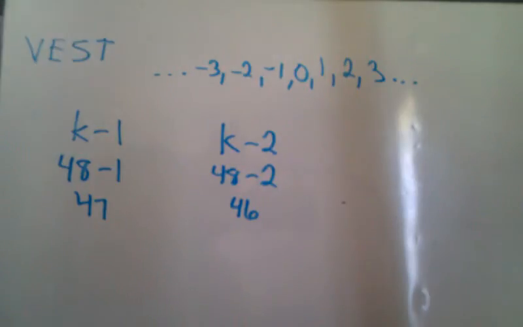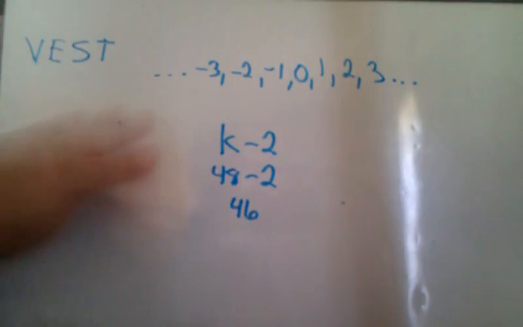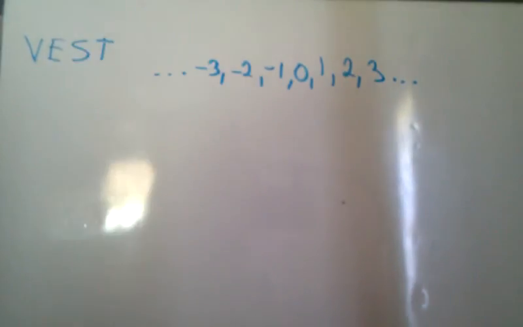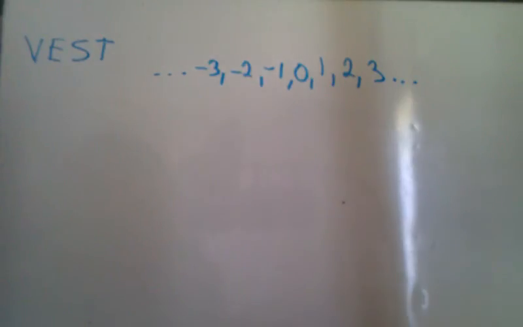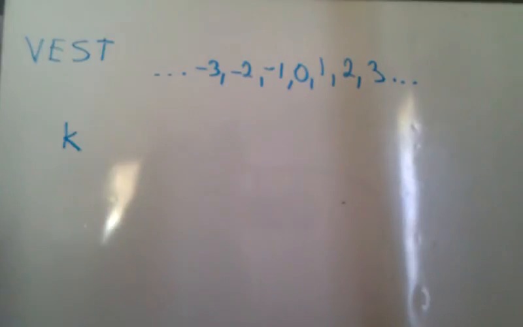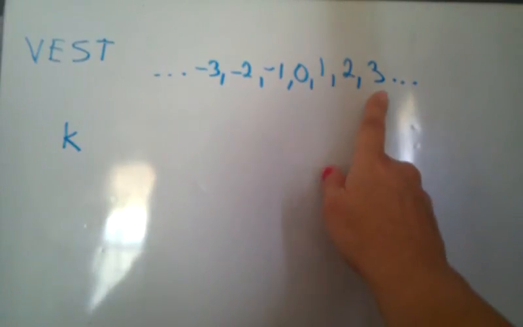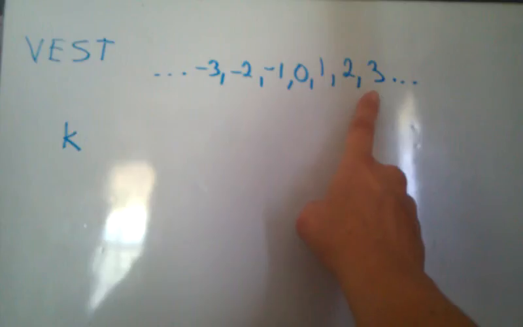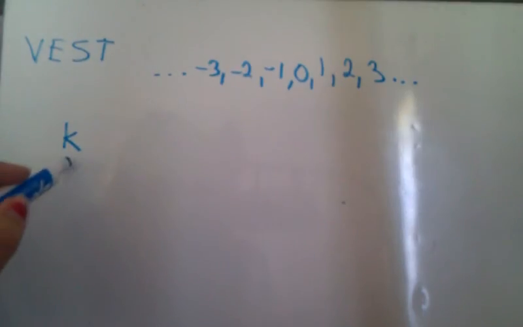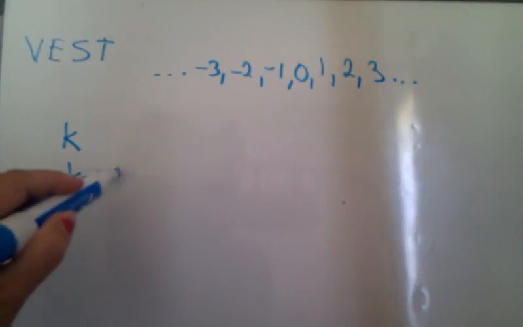Let's go to number 3. Number 3 says, if k is an odd integer, how would you represent the next 3 odd integers? Okay. K is an odd integer. Let's look. 1 is an odd integer. What's my next odd integer? 3. How do I get from 1 to 3? What do I have to do to 1 to get to 3? I have to add 2. Right? So to get to the next odd integer, I have to add 2.